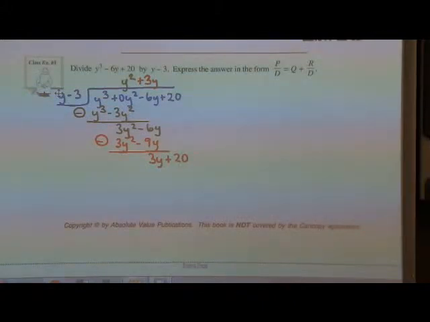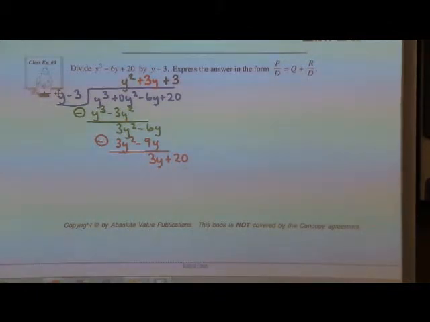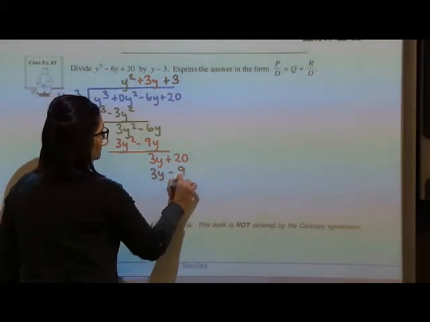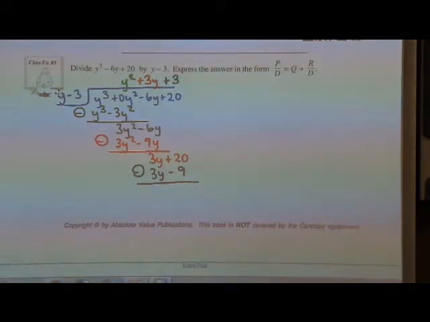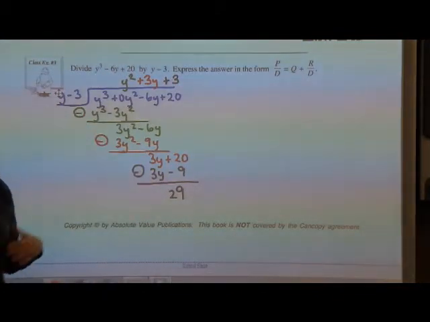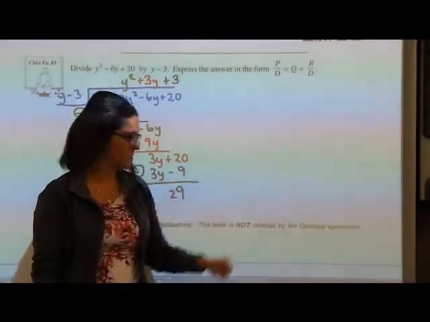And then 3y divided by y is 3. So then I multiply it through, and I get 3y minus 9. And then again, I'm subtracting. 3y minus 3y equals 0, and then 20 minus negative 9 is 29. And then I stop. And I stop because I have no other place to go after this point.